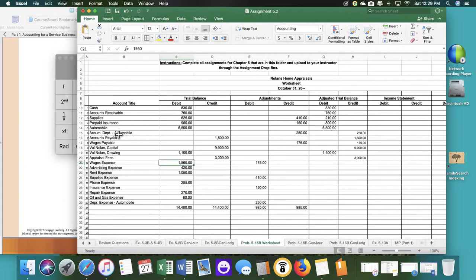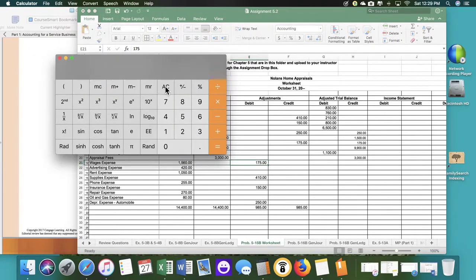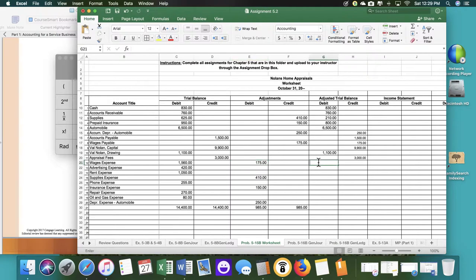Here, wages expense was $1,560. We're adding $175 to it. So that gives us $1,735. We did not do anything to advertising expense or rent expense. Supplies expense did not have a previous balance. So we're just going to use our adjustment amount. Insurance expense did not have a beginning balance. So we're just going to copy the amounts.